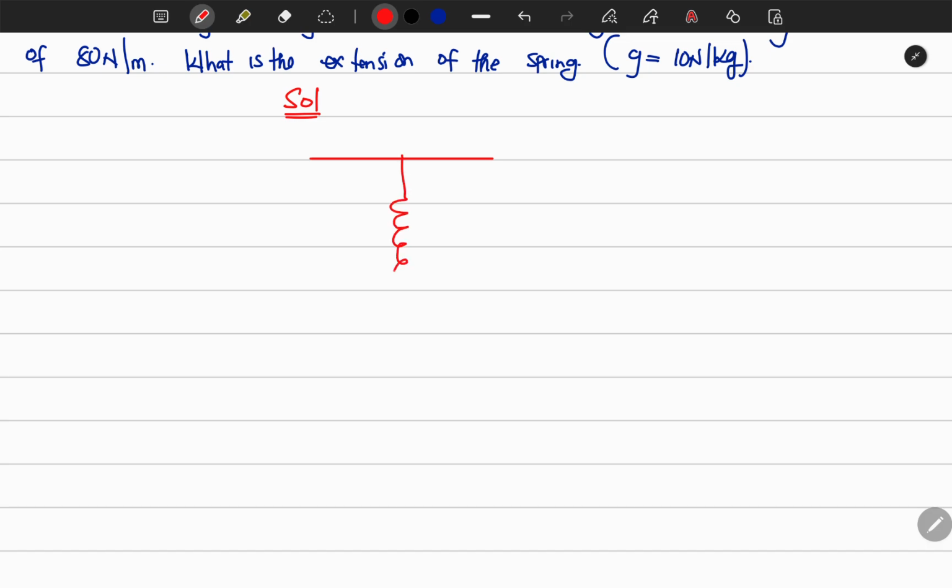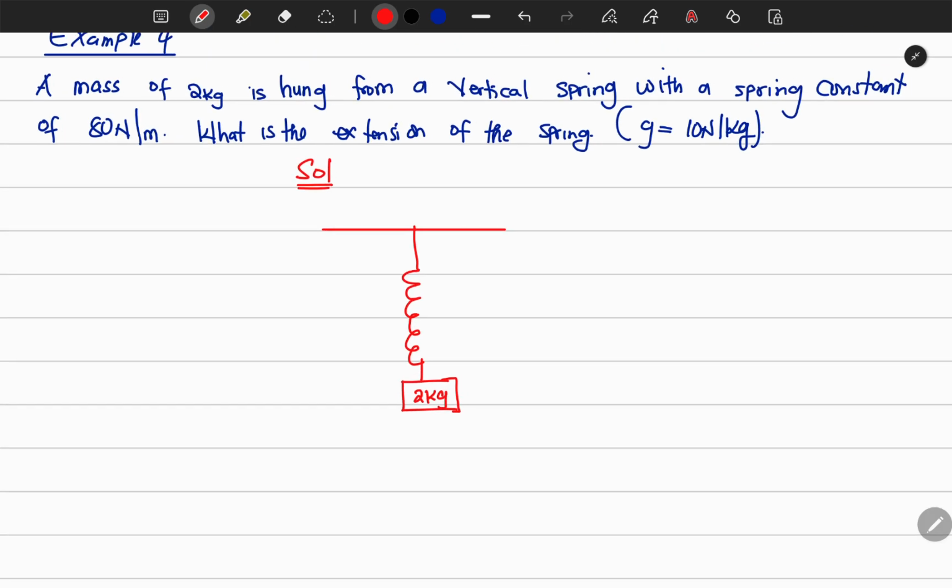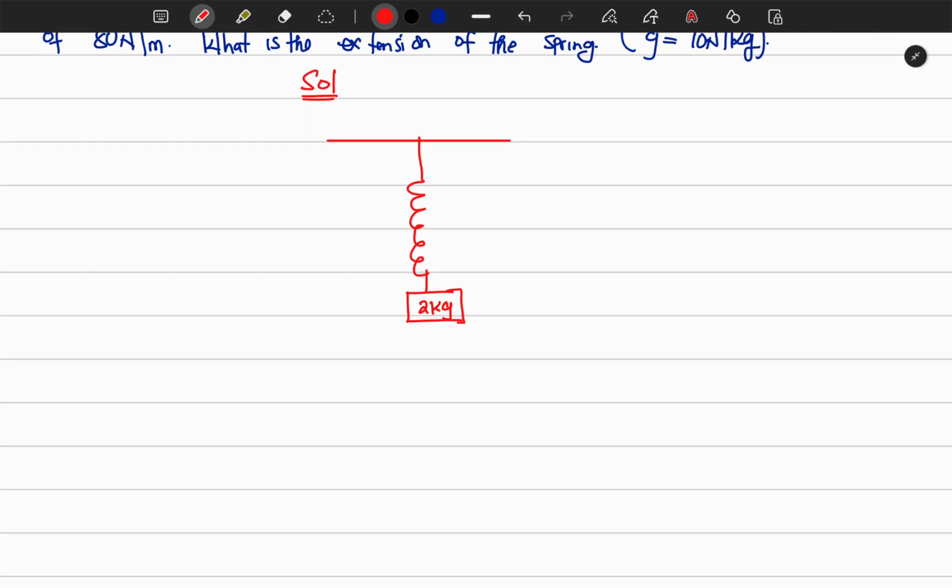So we have something like this. All right. Then we have a mass, which is 2 kg. Then they are saying, what is the extension? It's like at the beginning you had the same one. It was like this, but nothing was hung. So you had the original there. Now what you have here is the final L1. Now let's collect the data.